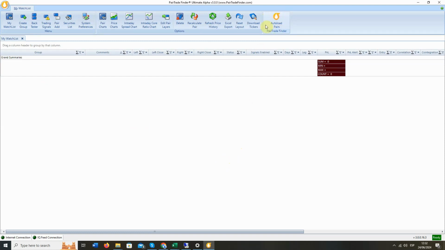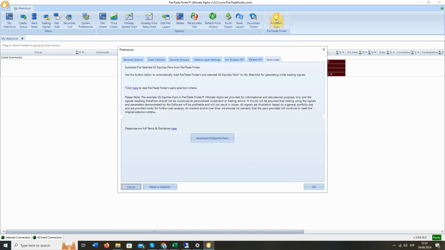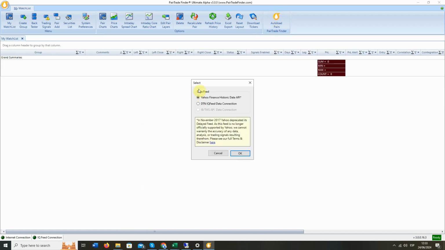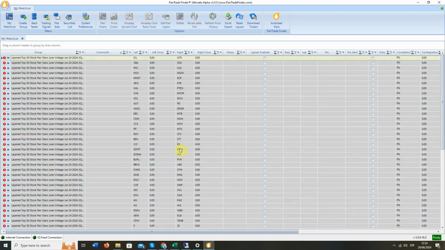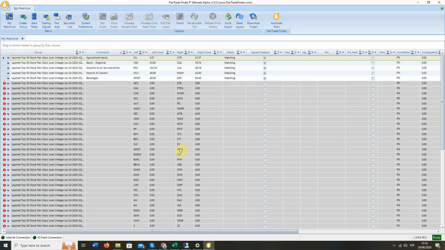If you hit this button here, showing autoload pairs, all you need to do is hit the autoload US equities pairs button and select your data feed. Here we have two that are available, Yahoo and DTN IQ feed. IB isn't connected right now. Let's choose IQ feed and say OK. What happens? You will now get 50 US stock pairs automatically loaded into your watch list. You can see this happening now.